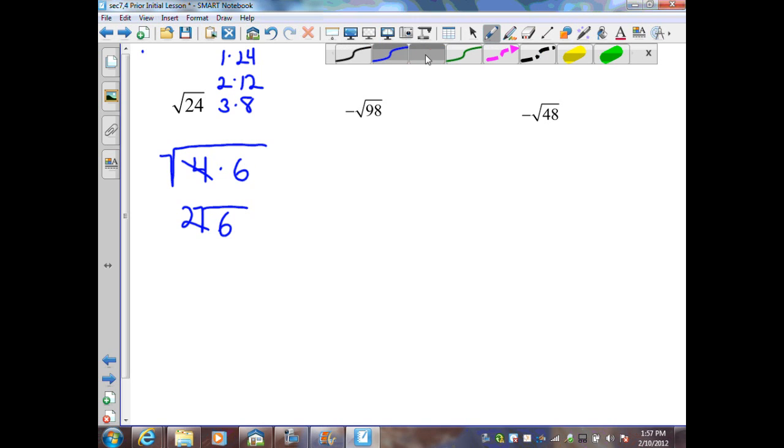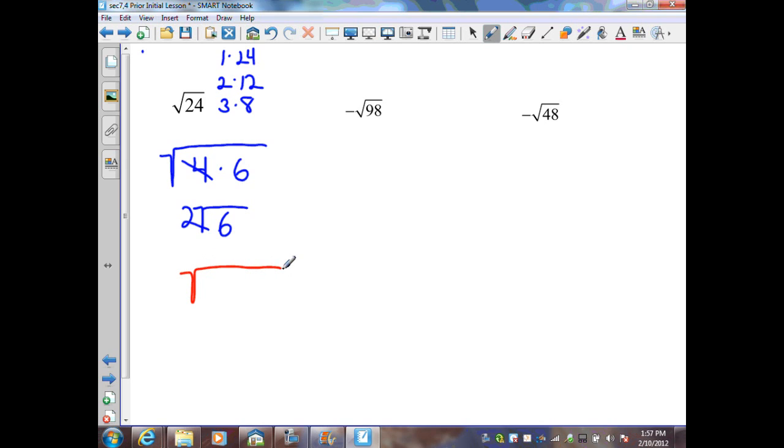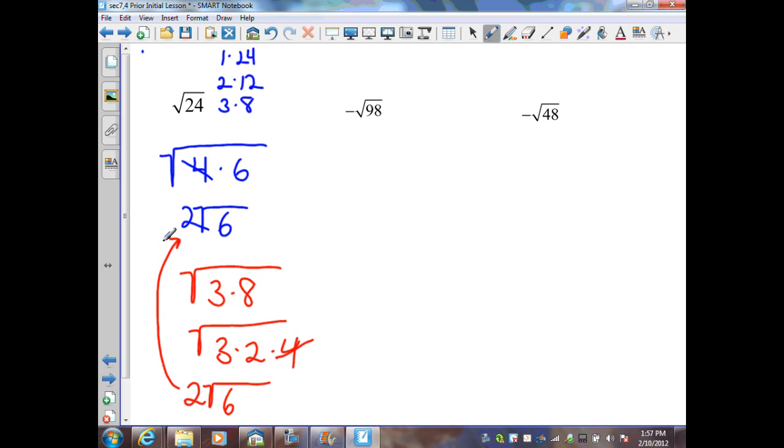Now, another way to do that is to use one of the other two scenarios. For example, I can choose 2 and 12 or 3 and 8. If I choose 3 and 8, what I would need to do is just break 8 into another set of factors. Therefore, it'd be 3 times 2 times 4. And again, the square root of 4 is 2, which would come outside the radical, and 3 times 2 would stay in, which is 6. And again, I still get the same solution.